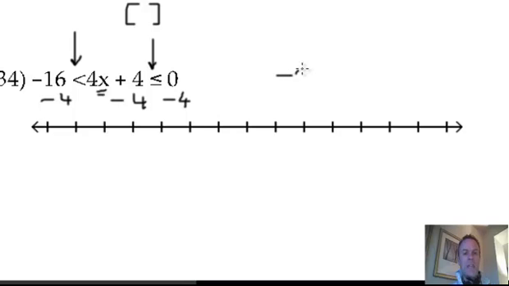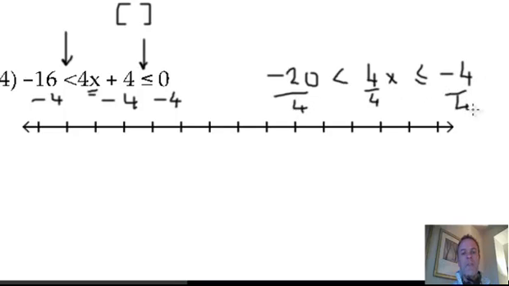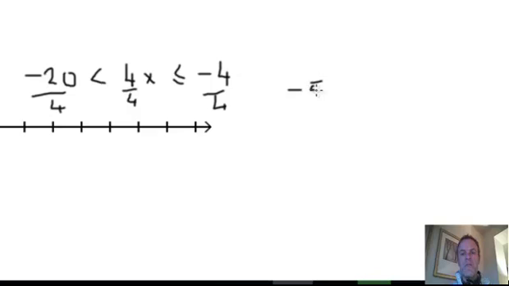So I'm going to have negative 20 over here on the left. Keep the 4x. I got rid of the plus 4. And what's that? Negative 4 over here. So now I'm saying 4x lies in between negative 20 and negative 4. Let's divide everything by 4. Finally, we have negative 5 less than x, less than or equal to negative 1. This is now telling me x lies in between negative 5 and negative 1.